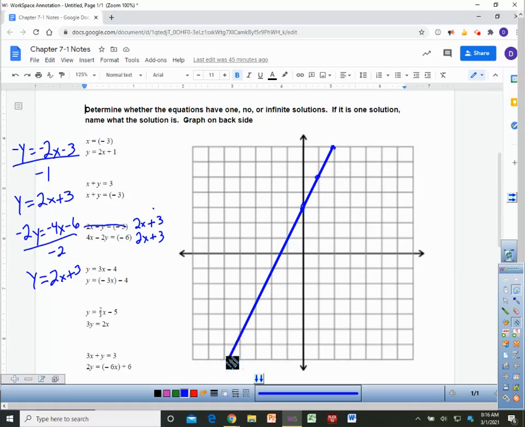When I graph them, they're going to be the exact same equation overlapping. So they're going to touch an infinite amount of times. Because you think, if I graph the first one in red, or in blue, sorry, and then I graph the second one in red, they're always touching.